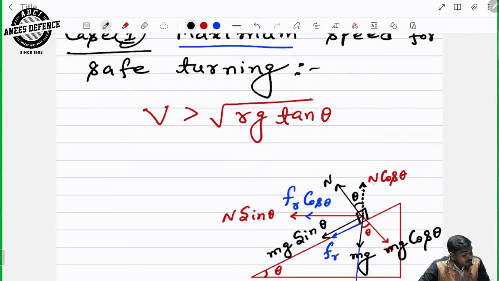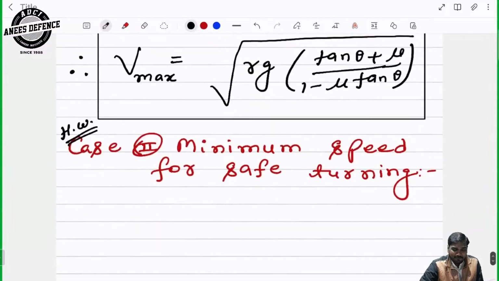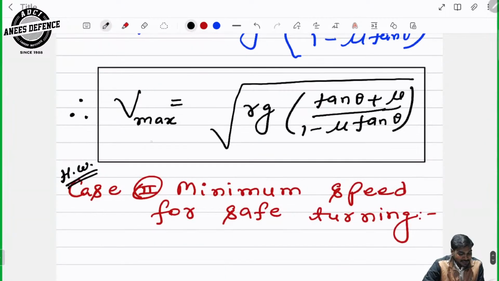And mg is equal to N cos theta plus Fr sin theta. Yes or no? So you have to take these two equations, and after solving, what will you get? Here you were getting v maximum. So your result will be v minimum is equal to root under rg into tan theta minus mu, where the positive sign is replaced by negative, upon 1 plus mu tan theta. Is it clear?